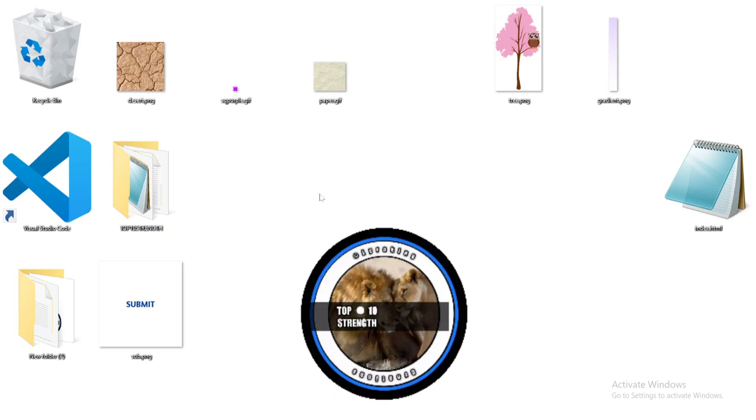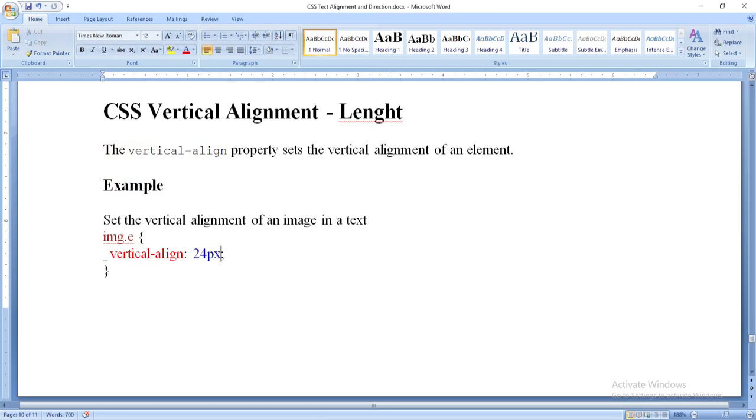Welcome back everyone. Quickly, let's continue our discussion on CSS text alignment and text direction. Right now we'll be discussing the CSS vertical alignment. We will be specifying it in length. So the vertical alignment length is the one we want to be specifying right here.